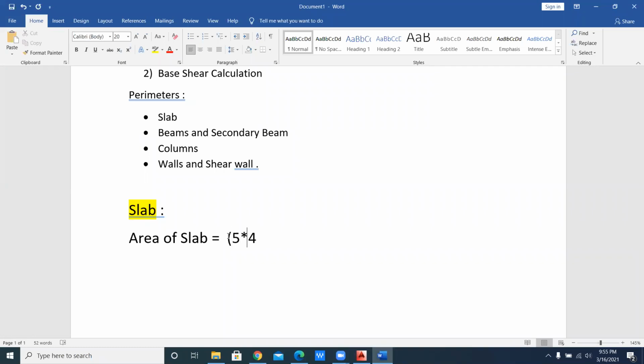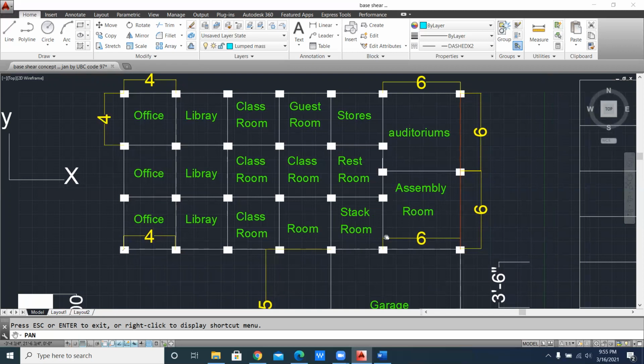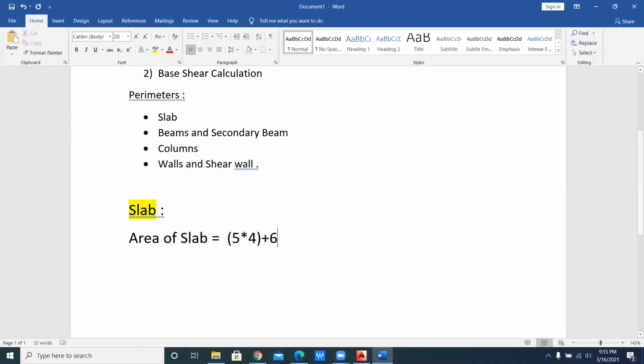You can close the bracket here. 5 plus 4 plus, that is 1 bay, 6 meter. Okay, you can see here, that is overall 1, that is normally 6. So you can plus use here 6. Okay, so how much you get? That is 5 cross 4.